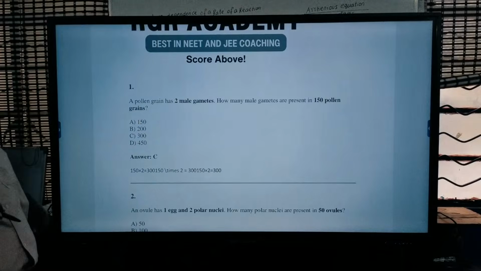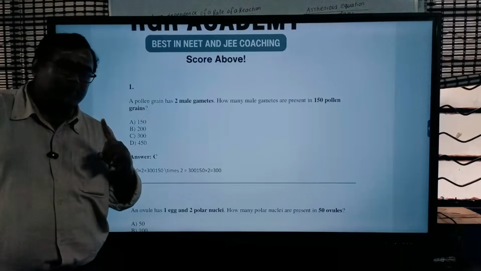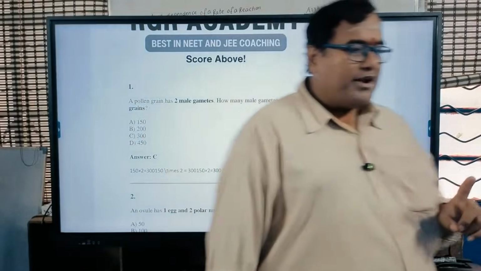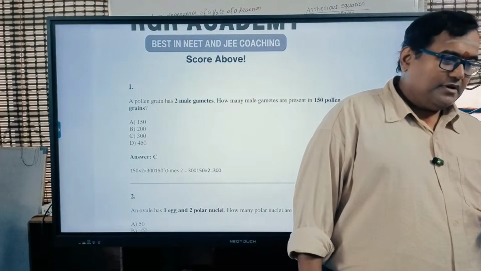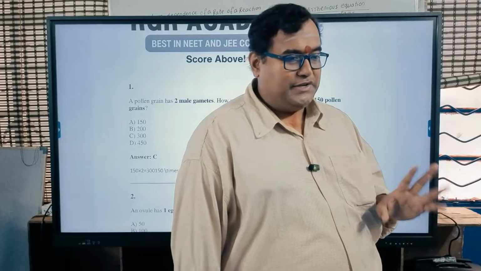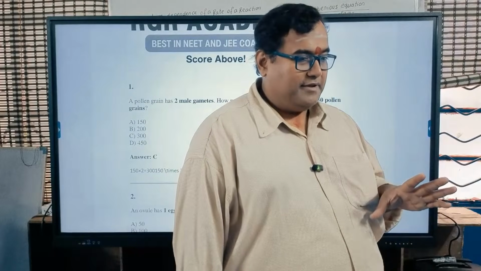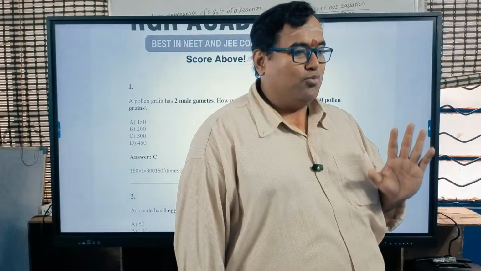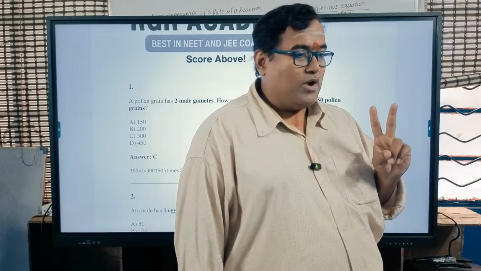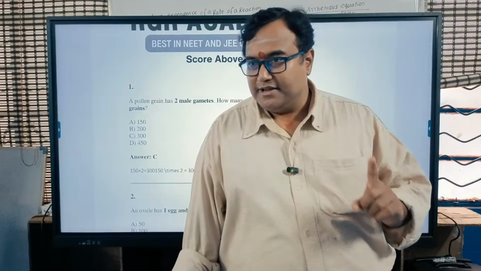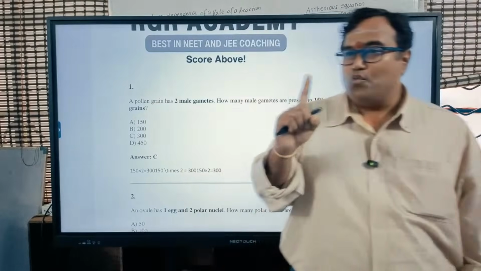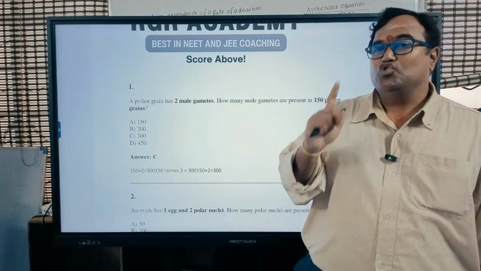So we all know very well, in one pollen grain, we are having one male gamete or two male gametes? Like this, we need to think. We all know very well, inside the pollen grain, we are having one vegetative cell and one generative cell. If one generative cell divides, you will be getting two male gametes.